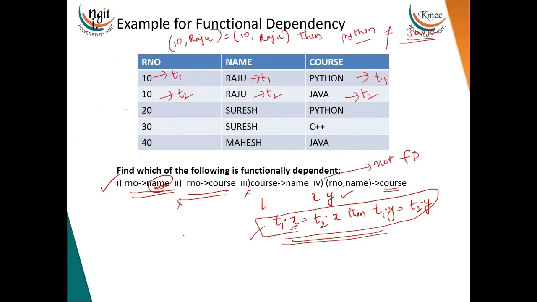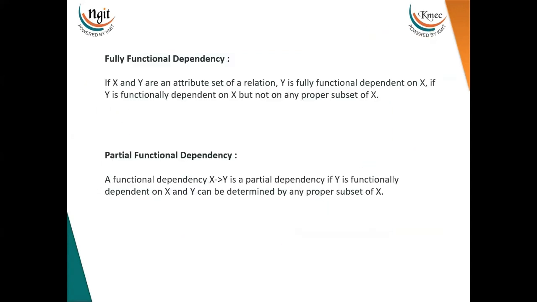Now let us move on to the next slide and know what is full functional dependency and partial functional dependency. Here, if X and Y are attribute sets of a relation, Y is fully functionally dependent on X if Y is functionally dependent on X but not on any proper subset of X. Right now, I am going to take an example to help you understand full functional dependency. Here, assume that we have attributes like A and B.